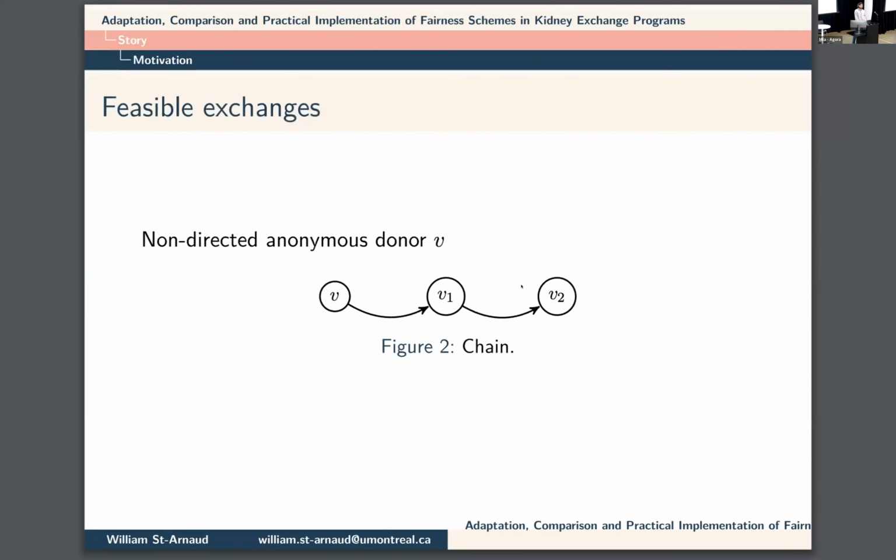There's also another type of node in a kidney exchange graph. These are non-directed anonymous donors. A non-directed anonymous donor is not a pair of incompatible donor and patient. This is just a donor. For example, in this figure, the donor V can give to the patient from V1, and then you can start a chain instead of a cycle. Then the donor from V1 can give to the patient from V2, and at the end of a chain, we can take the donor from V2 and put it back in a future run of a kidney exchange pool.